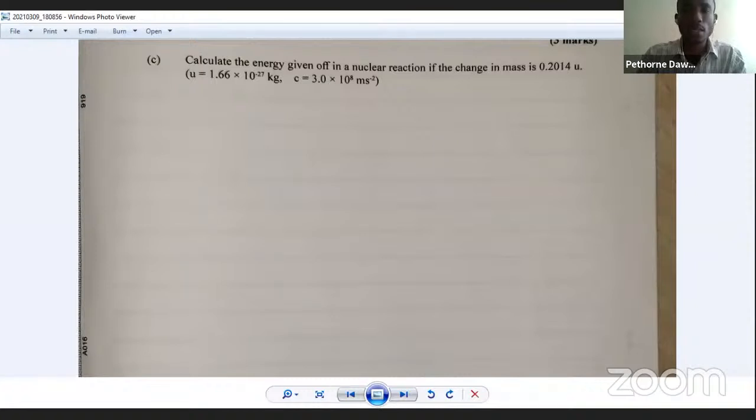And the c squared is the speed of light squared. Now, they have not given you mass in the usual units because they said the change in mass is 0.2014 U, but you need mass in kilograms. The speed of light constant is given as 3 times 10 to the 8, but we need the mass. So what needs to happen is that we need to convert the given mass in U to the mass that we need in kilograms. To do that, we simply multiply the U value given by the U constant. Now, U is the atomic mass unit.